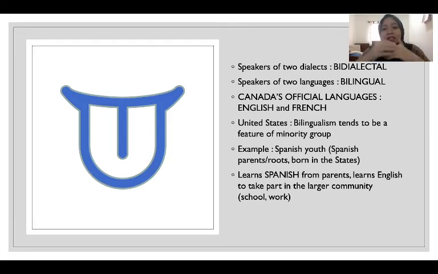Okay, so as you can see here, there are different definitions of bilingualism. It can be a person who can speak two languages, and both these languages are dominant. But in the United States, bilingualism is defined for a minority group, who can speak two languages, for example Spanish and English, due to their backgrounds. And they learn English because they need to take part in the larger community.